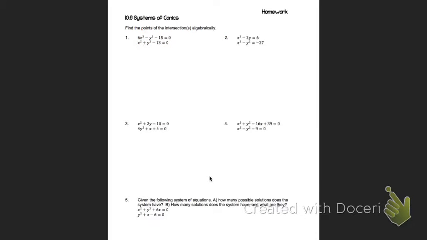On the homework, for number 2, I want you to just identify what they are because you get a decimal, so just identify. Number 1 you do the whole thing. You'll get 4 solutions for number 1.